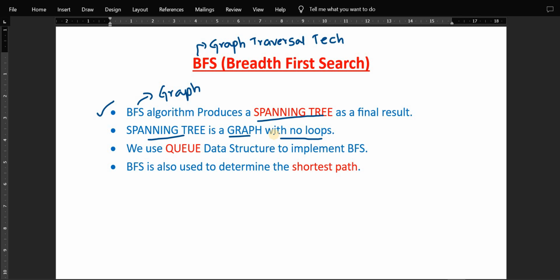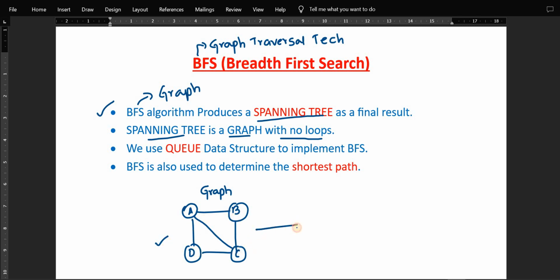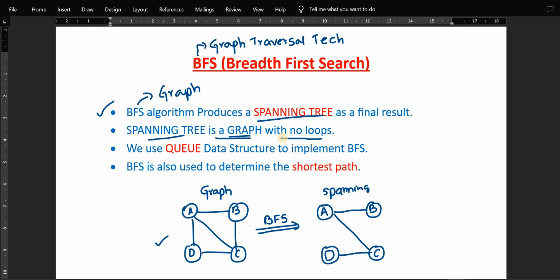For example, consider this graph which is having four vertices, and when you apply this BFS technique on this graph, what you get is a spanning tree. Now, for example, one of the possible spanning trees is this one. Okay, so this is a spanning tree. Now, as I told you, spanning tree is a graph with no loops. As you can see here, there are no loops, right?